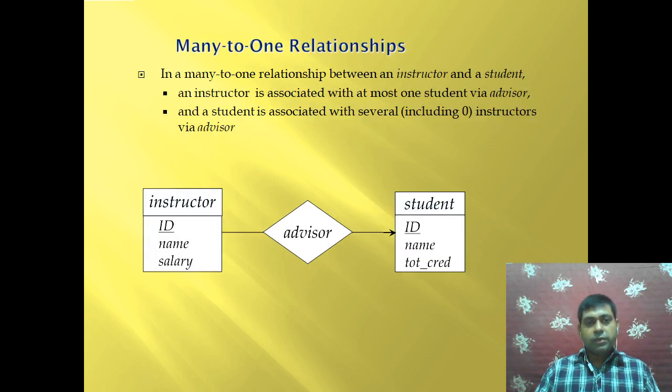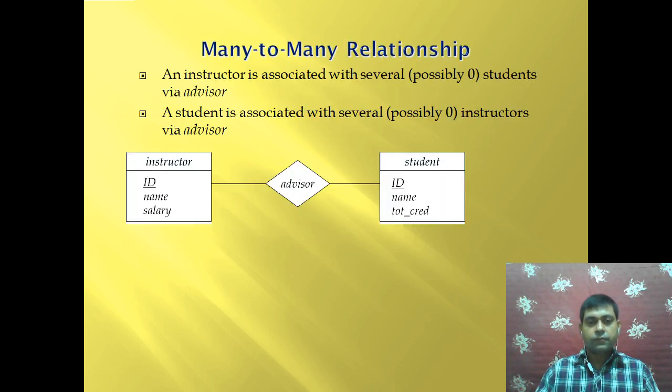Now many to one, the reverse thing that I told just some time ago: there is no arrow here, only an arrow here. So this is what a many to one relationship is. That's it. And this is many to many. Both sides have no arrow, that means here also many are connected, here also many are connected.